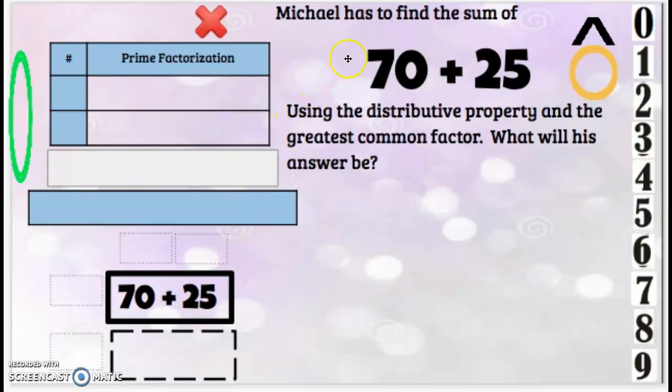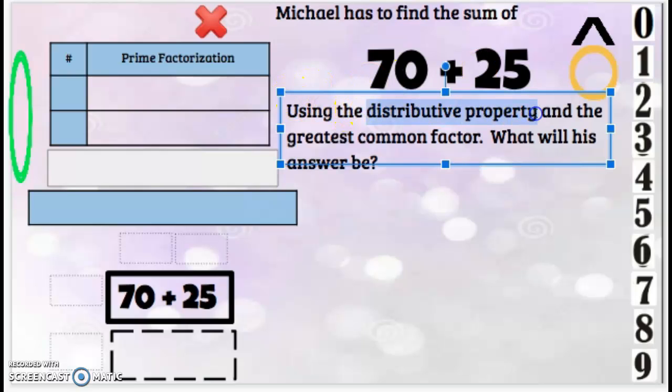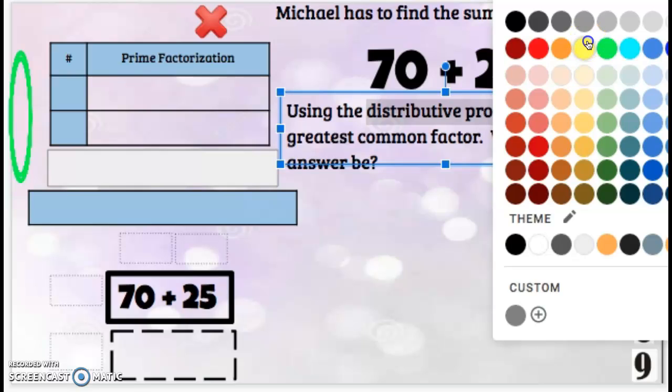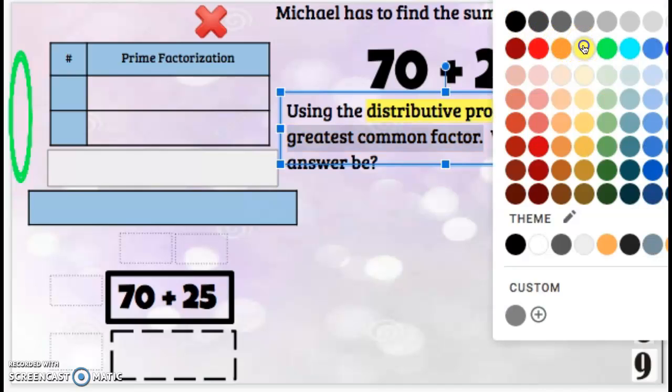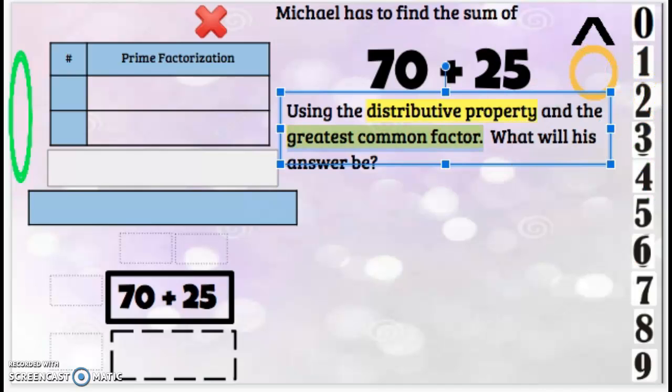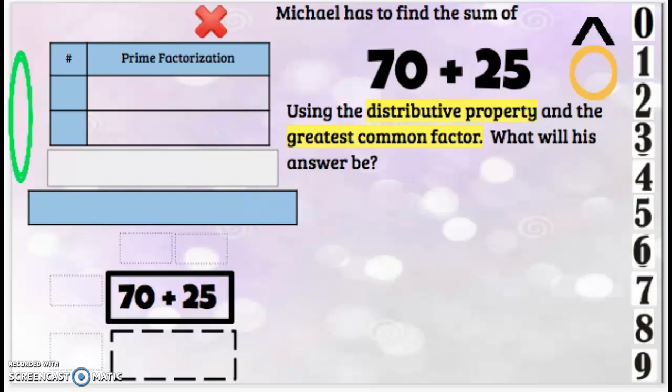Okay, so it says Michael has to find the sum of 70 plus 25 using the distributive property. So he's got to use the distributive property and the greatest common factor. What will his answer be? So we have to use distributive property and GCF, both things that you know how to do, okay? So we're going to start off by breaking these numbers up using GCF.